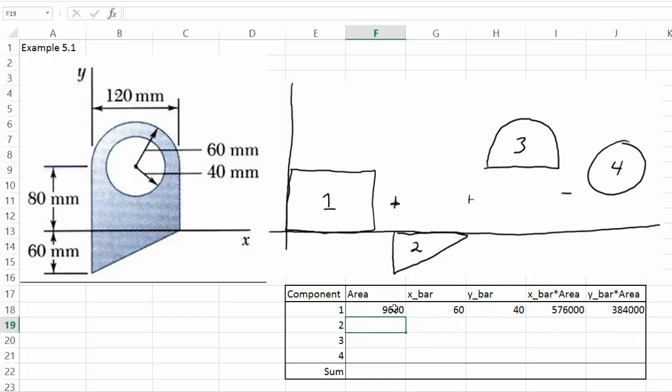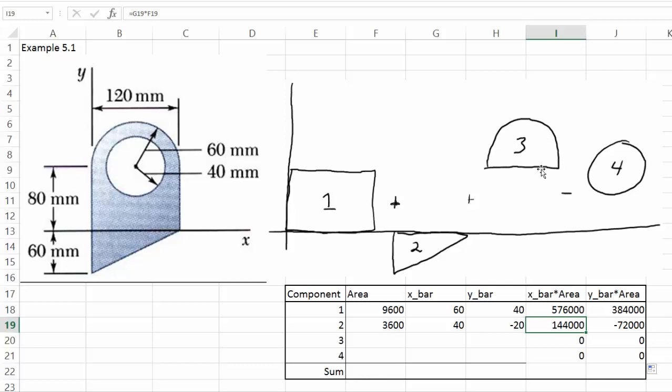Okay. Body 2, what is the area? It's 1/2 times base times height, which is 120 times 60. The X bar is 1/3 of the distance from here to here, so that's going to equal 120 divided by 3. And the Y bar is going to be 1/3 down in this direction. You'll notice this is going to be a negative, so this needs to be minus 60 divided by 3, because it's 20 down. Actually, I'm just going to copy these two all the way down. So then it's the area.